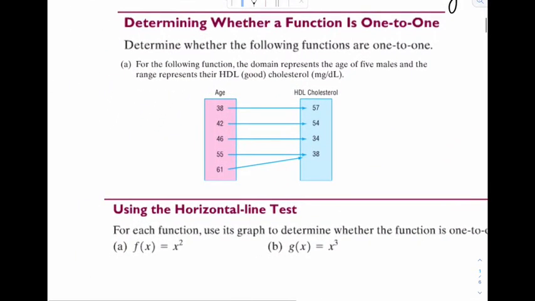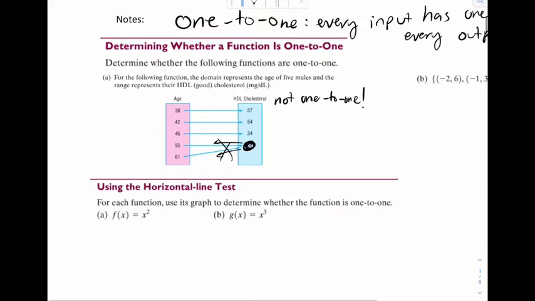So if I look at this one, 38 goes to 57, that's fine. 42 goes here, 46 goes here, 55 goes here, 61 goes here. So this would be considered a function, because a function means every input has one output. However, this is not one-to-one. And it's not one-to-one because this output right here is going to two different inputs, which is not okay. So this cannot happen. But still note, this is a function, just not a one-to-one function.